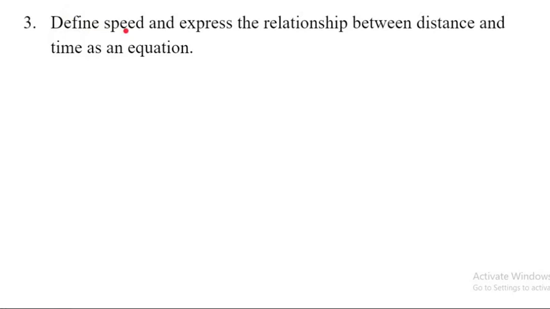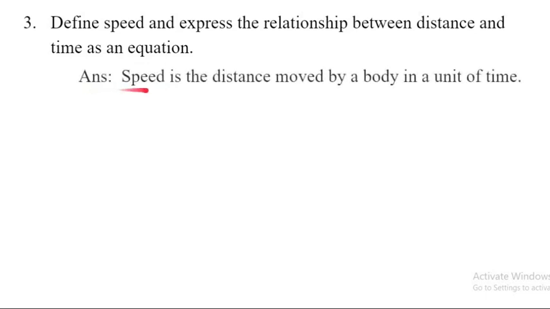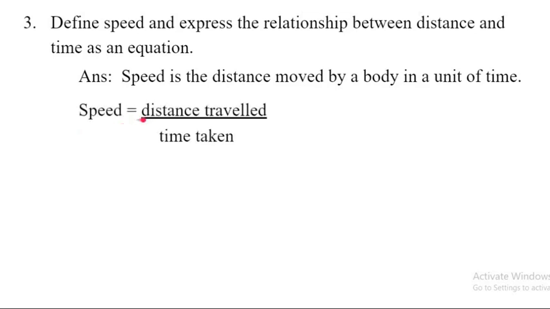Define speed and express the relationship between distance and time as an equation. Yes, very good. Speed is the distance moved by a body in a unit of time. And the relationship between distance and time is speed is equal to distance travelled by time taken.